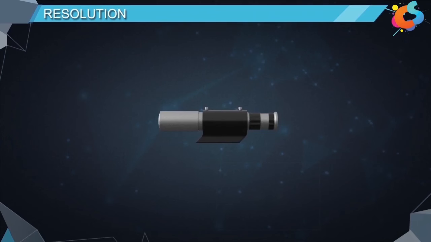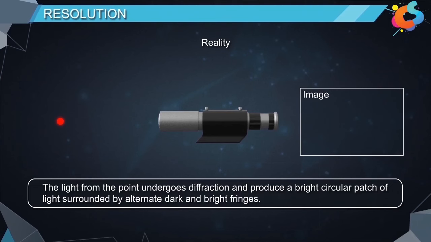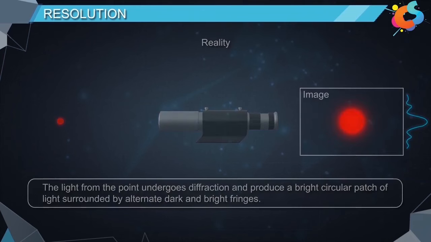Optical instruments are designed based on the laws of geometric optics. So, if we place a point source in front of an instrument at some distance, then the image of the point source produced by the instrument must be a geometric point. However, in reality, the light from the point undergoes diffraction and produces a bright circular patch of light surrounded by alternate dark and bright fringes.